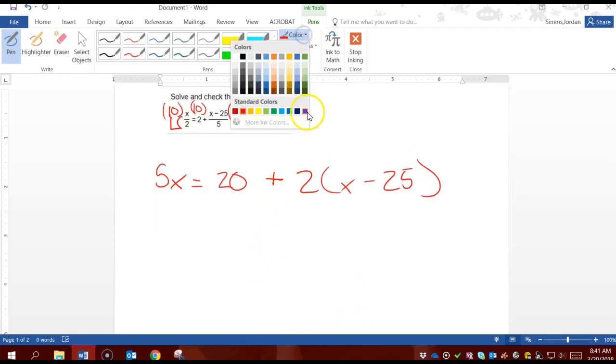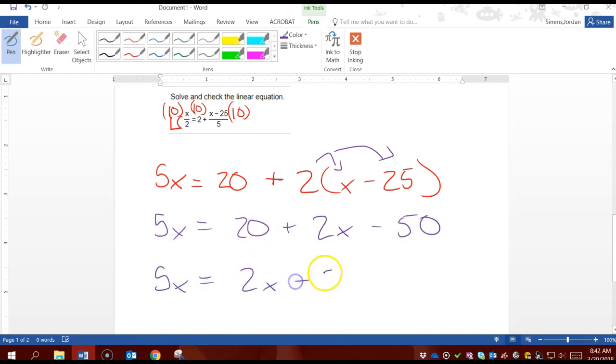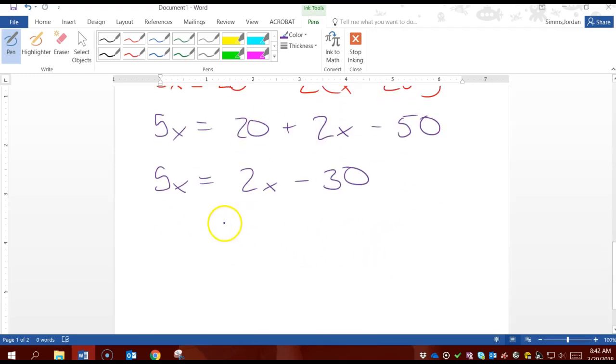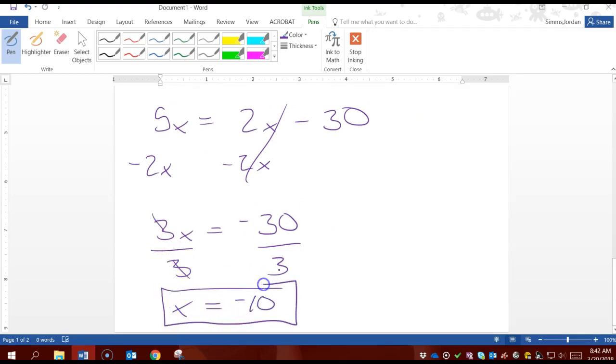Now, we're just going to do some order of operations, and we can carry this thing out. So let's distribute. 5x equals 20, plus 2x minus 50. We can combine these like terms, this 20 and this minus 50. 5x equals 2x minus 30. And then we can get our x's to one side. I'll subtract 2x from both sides. You could subtract 5x as well, doesn't matter. We're going to get 3x equals negative 30. And lastly, we'll divide both sides by 3 to isolate the variable. x is going to equal negative 10. Okay, hope that helps.